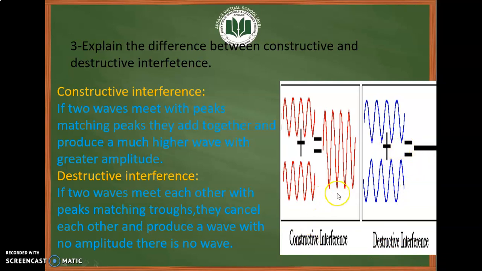Constructive, construction; destructive, destruction. Constructive interference: if two waves meet with peaks matching peaks, they add together and produce a much higher wave with a greater amplitude. Destructive interference: if two waves meet with a peak matching a trough, they cancel each other and produce a wave with no amplitude. There is no wave.